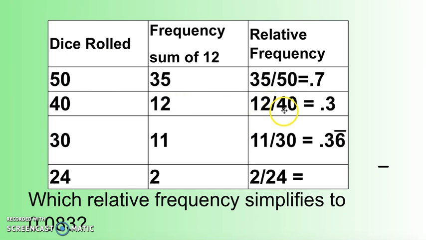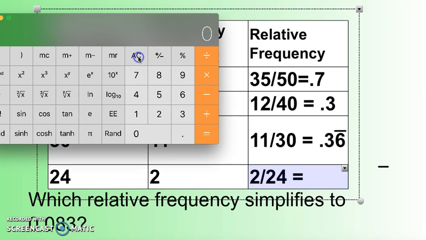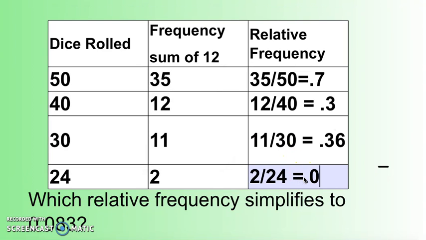Now I've started off dividing these. I did 12 divided by 40. 12 over 40 is 0.3. 11 over 30 is 0.36. I'm hoping that this one's right because this is the only one I have left. And if I do 2 divided by 24, yay, I get the right answer. I was getting a little worried that I had a misprint, but it worked out.